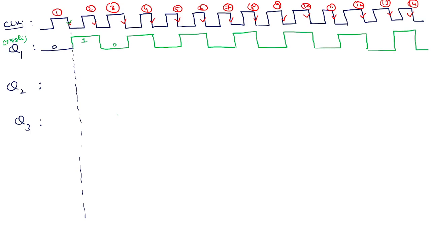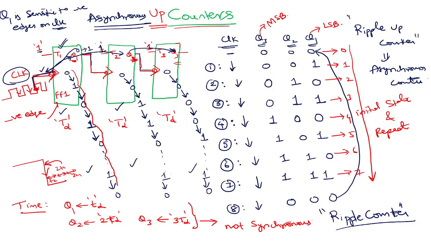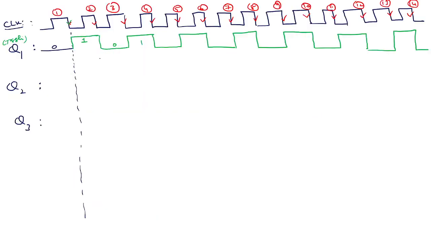This is called a timing diagram, right? This is about Q1: 0, 1, 0, 1 and all those things. No need to worry about that. Now what is Q2 sensitive to? Q2, we already discussed, is sensitive to negative edges on Q1.